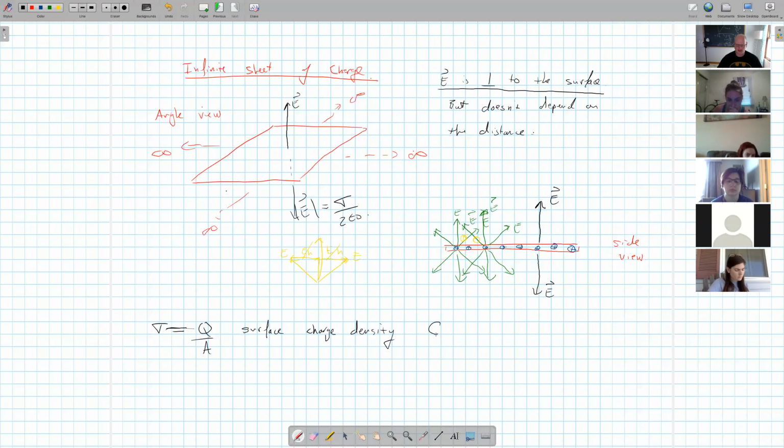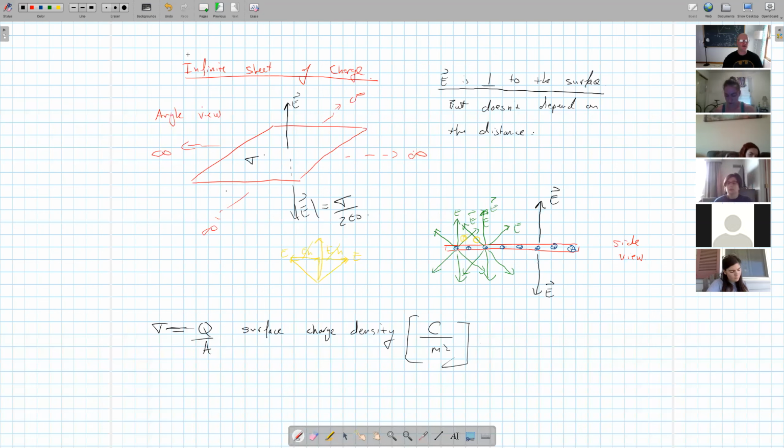This thing has units of coulombs per meter squared. So all that means is what? This thing has a total amount of charge of sigma, the surface charge density, which means that if I want to know the amount of charge, I just grab an area, I measure the size of that area, and that's the amount of charge I have in that area. So this is sigma.